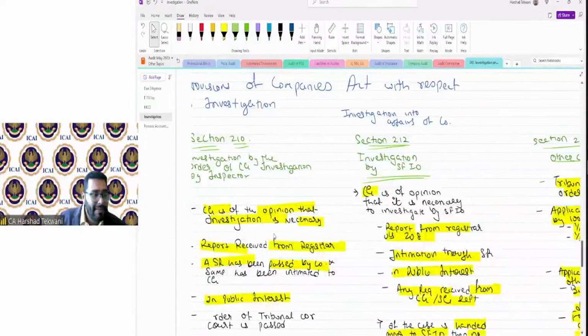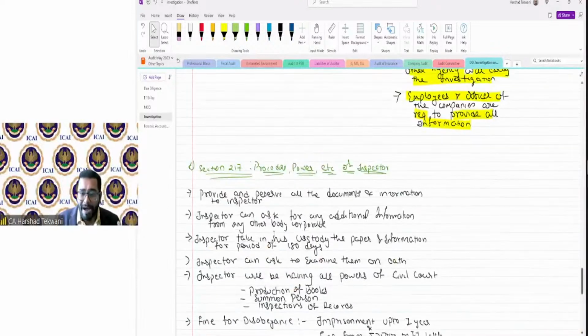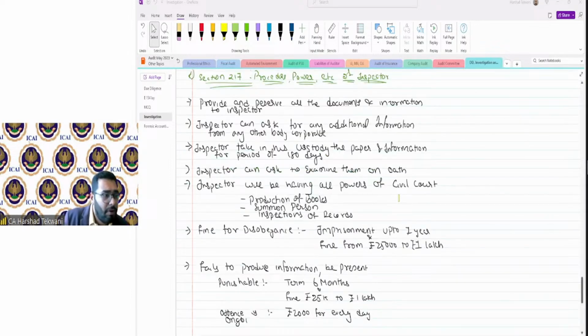Now, under Section 217, there are certain powers given to the inspector. Who is the inspector? The inspector is the person who is appointed to carry out the investigation. It can be any person. It can be an employee, or a government officer, or a third party employed by the central government. So the powers include, basically, the production of documents.